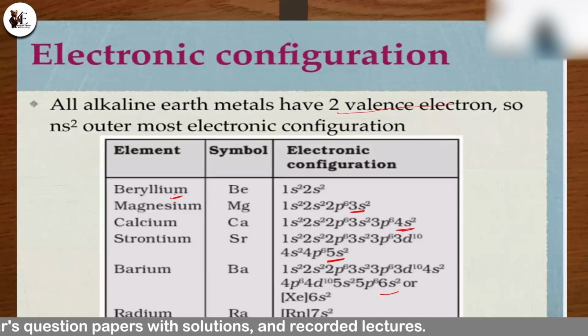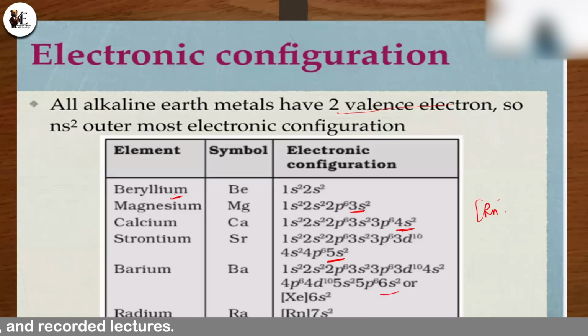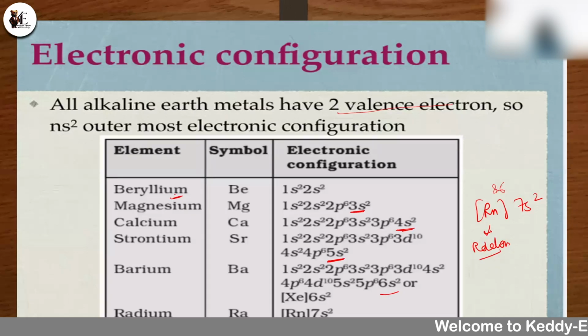Okay, so for radium, it becomes so long to write down the electronic configuration. That's why we write it as radon 7s2. Radon is your nearest noble gas, whose atomic number is 86. So we just write the shorthand electronic configuration of the noble gas.